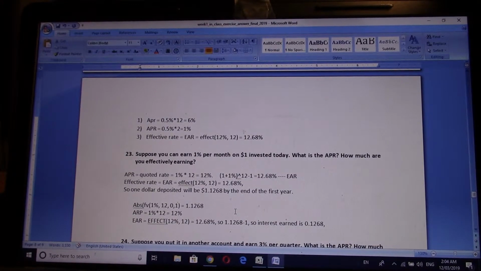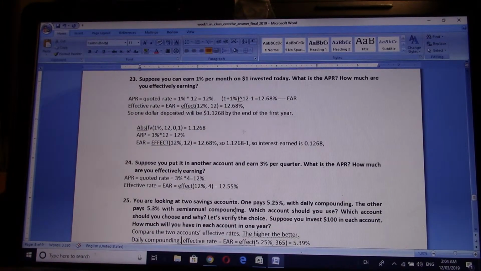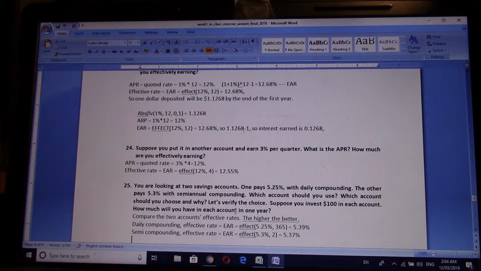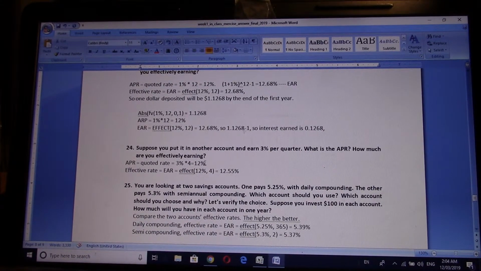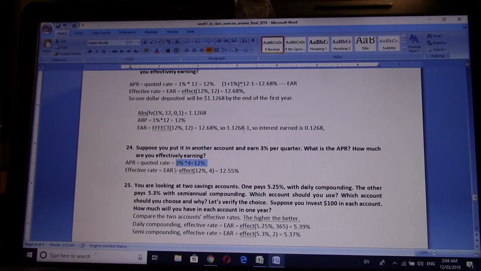Number 24. Suppose you put it in another account to earn 3% per quarter. What's your APR? It's 3% per quarter, 4 quarters in a year, so APR is 3% multiplied by 4 equals 12%. So how much is the effective annual rate? Your nominal rate is still 12%, but Nper is not 12 anymore. Nper should be 4. So your inputs to the EFFECT function are 12% and 4, and it should be 12.55%. This is your answer. You see, it's different.